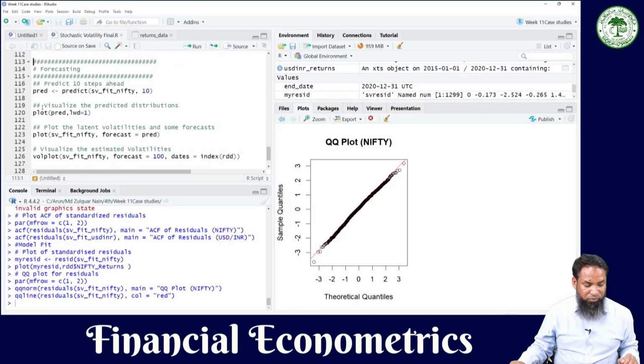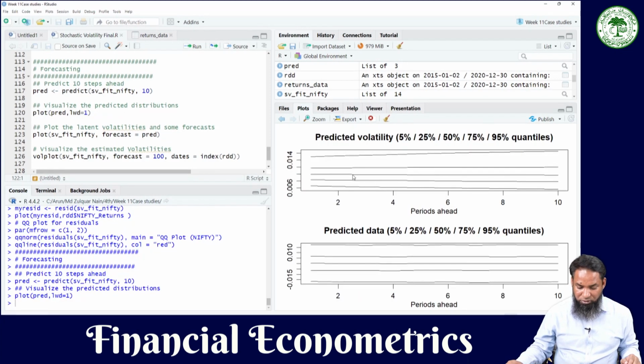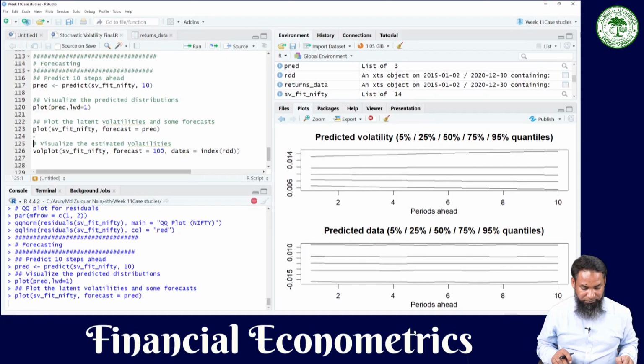Now let us use it for forecasting volatility here. We are using the predict function, with the model name, and we are testing 10 ahead forecasting. So let us plot that here. It is quite straight, showing not much variation. So let us plot the latent volatility here.